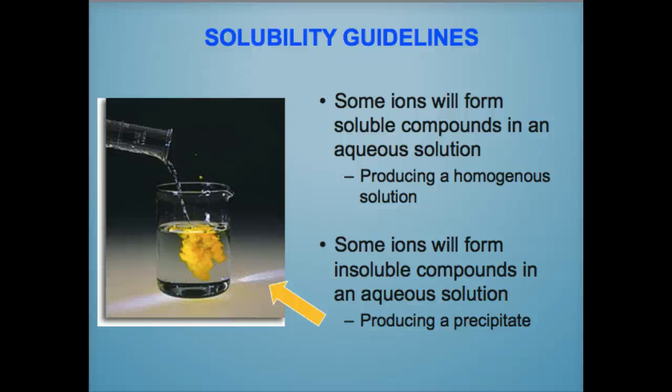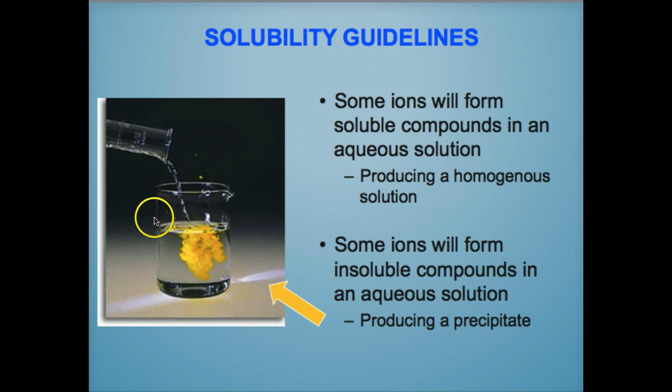This video is going to look at solubility rules. What we're looking at today is when you mix two different ions, do they form something that's soluble or insoluble? If they form something that's soluble, it'll make an aqueous, homogeneous solution. If you mix two different ions that do not dissolve in each other, we will get some type of precipitate.